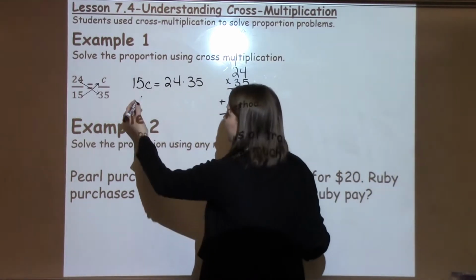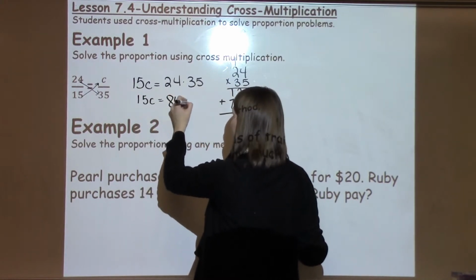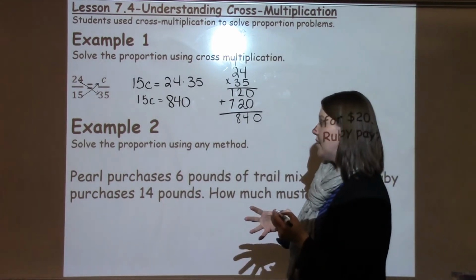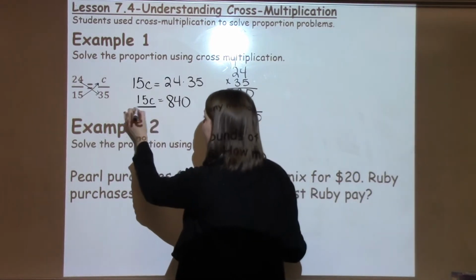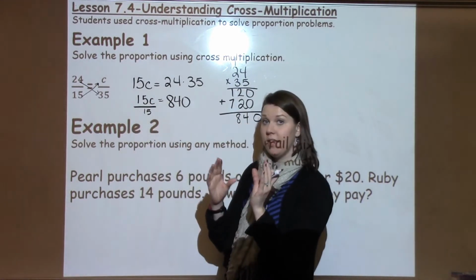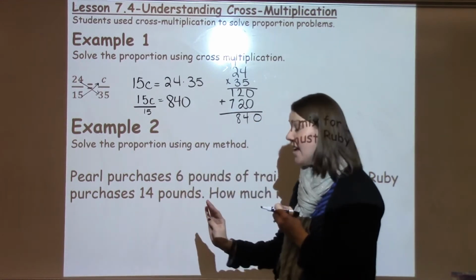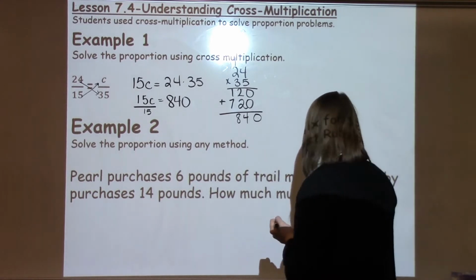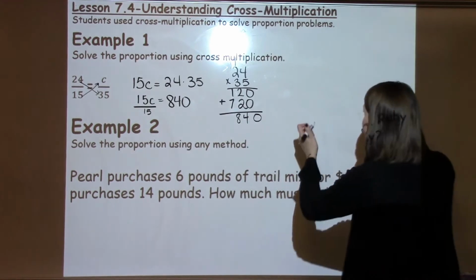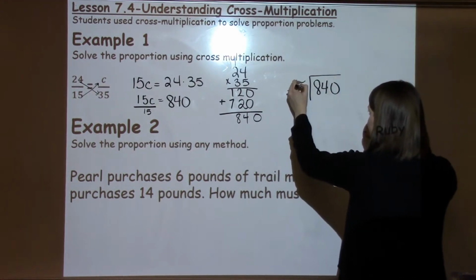So to rewrite this problem, I know 15c equals 840. Now I need to go ahead and solve. I need to isolate for c, which means I'm going to go ahead and divide by 15, because these two numbers smushed together, the variable and the 15, mean it's multiplication, so I'm going to do the opposite to isolate it, which means I'm going to divide by 15. When I do this, I'm going to take 840 divided by 15.